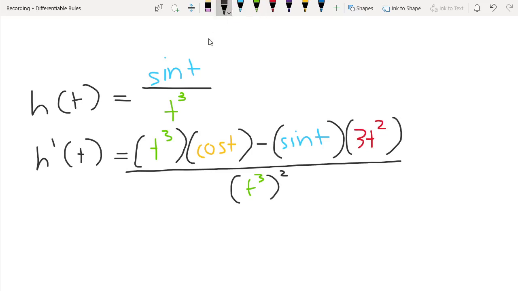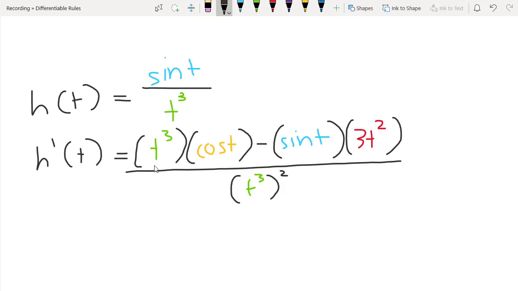And then again, we can simplify this, but on the AP test, just know that they aren't testing you to simplify it, so you can leave it like this if you want to. So for purposes of the AP exam, I'm just going to leave it like this.